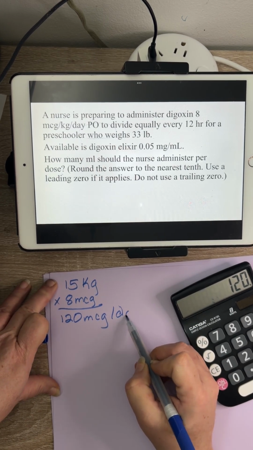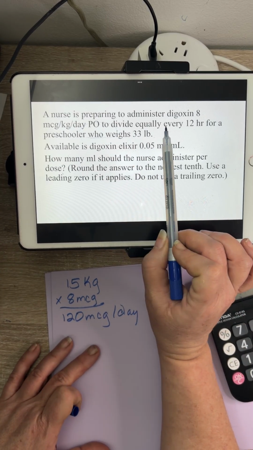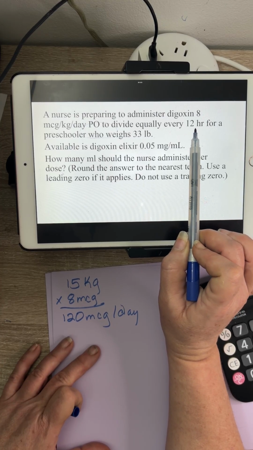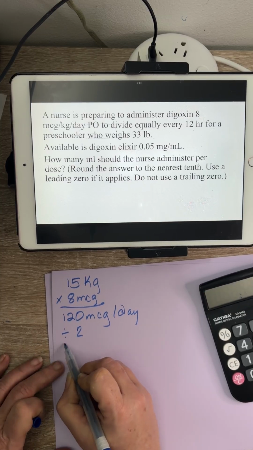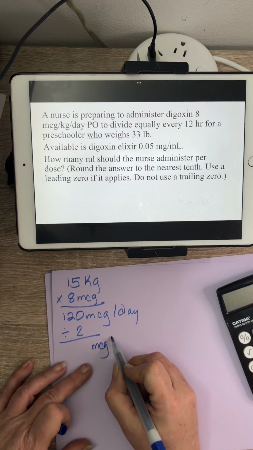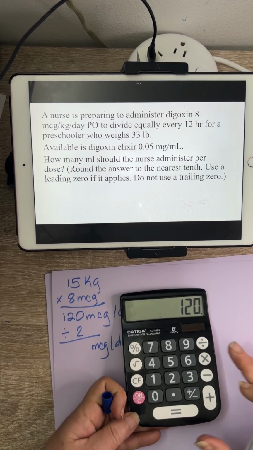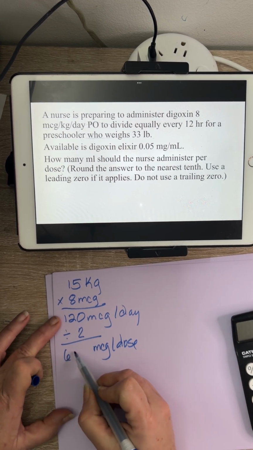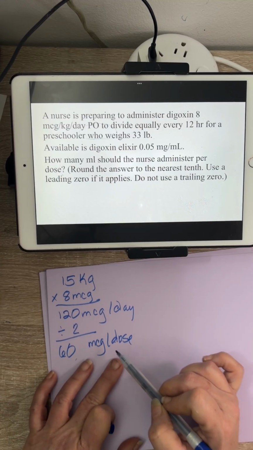So I always write it on my page so I remember where I'm at in the problem. And then it's got to be divided equally every 12 hours. There's 2 sets of 12 in 24. So we're going to divide this by 2. And that's going to give us the micrograms per dose. You see that? Look hard. Divided by 2, and it's 60. 60 micrograms per dose. So this is the new dose ordered.